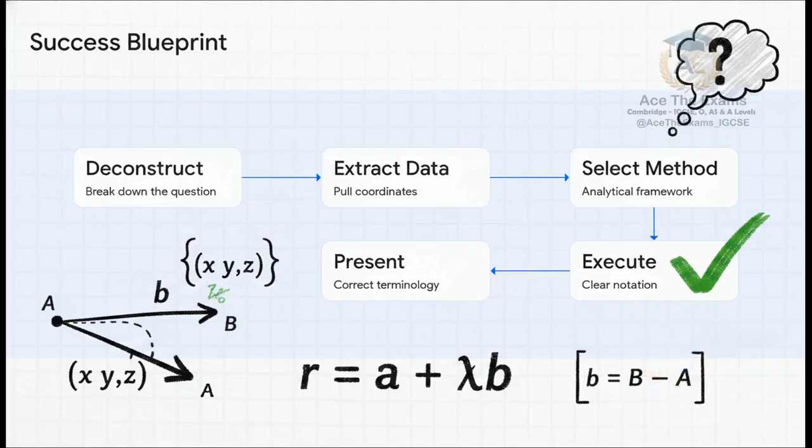Step 5. Present with terminology. We write out the final equation, clearly distinguishing between the vector components and the scalar parameter lambda. By deliberately applying these precise definitions and causal relationships, we've just transformed a messy, confusing page of scribbles into a top-tier, maximum mark answer. We've literally gone from red ink to green check marks just by following this system.